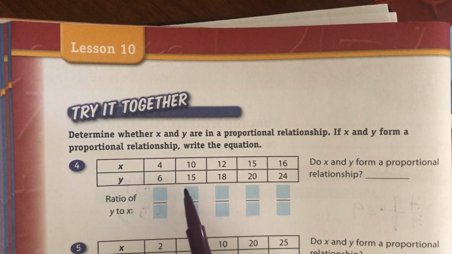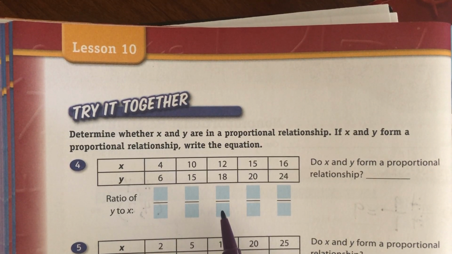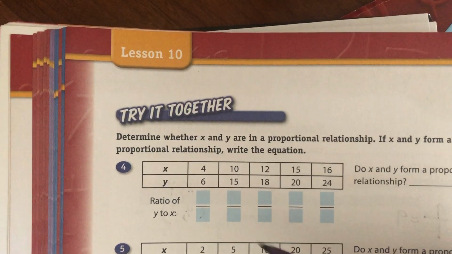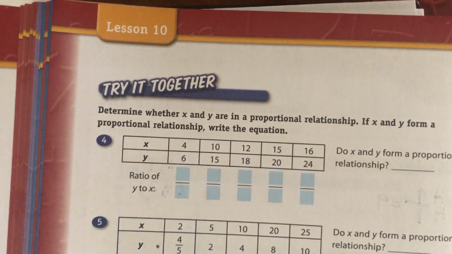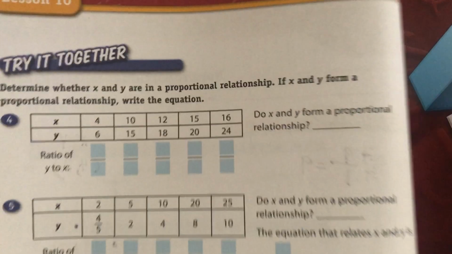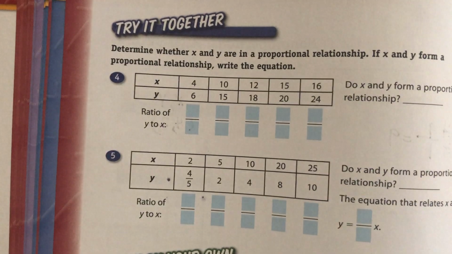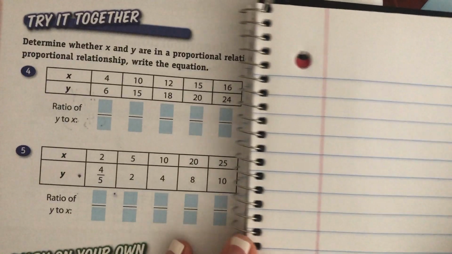6 over 4, 15 over 10, 18 over 12. Okay. The only thing that's different about this is they only give you 1 box. So you have to write the ratios in simplest form, okay? Which is why it's really important to kind of have another sheet of paper ready for your work, okay?